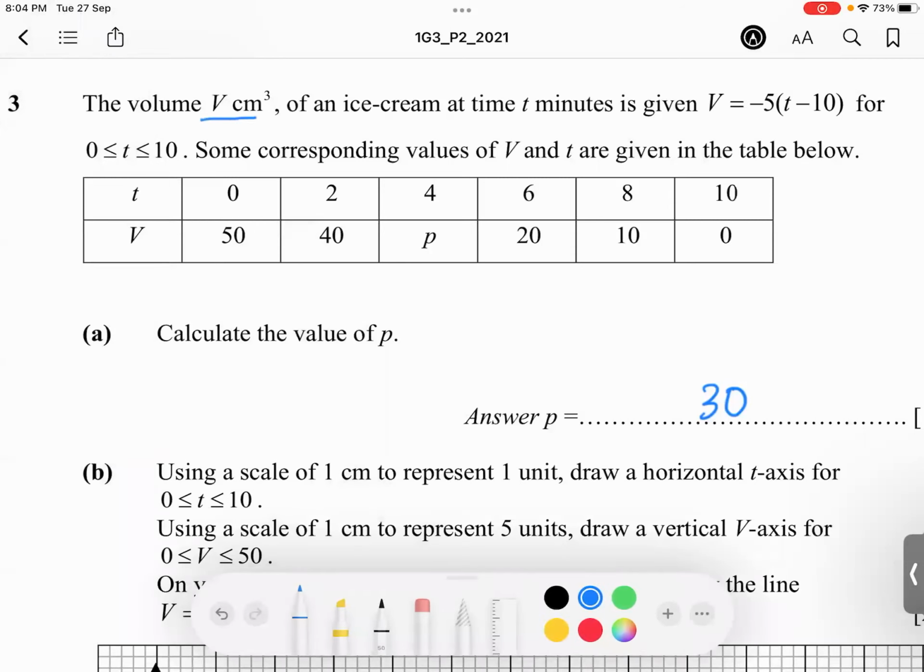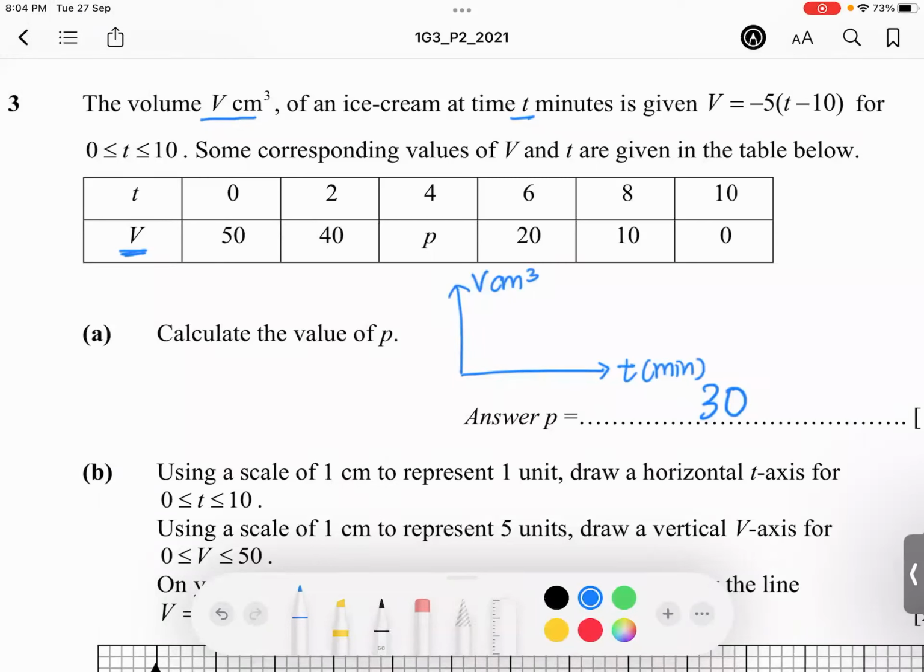We are talking about volume of ice cube, per T minutes, right? So in this case, when you draw your y-axis, this will be your volume. Here they gave you the volume, right? Yes, this will be cm cube. Then this one here will be time in minutes, T in minutes, right?